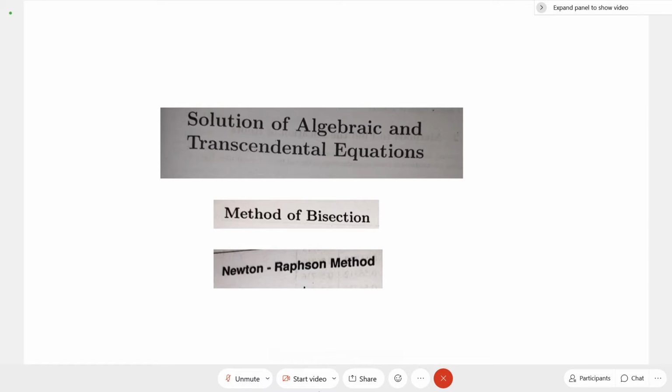Today's topic is solution of algebraic and transcendental equations. As per your syllabus, we will be covering two topics here, the bisection method and the Newton-Raphson method.